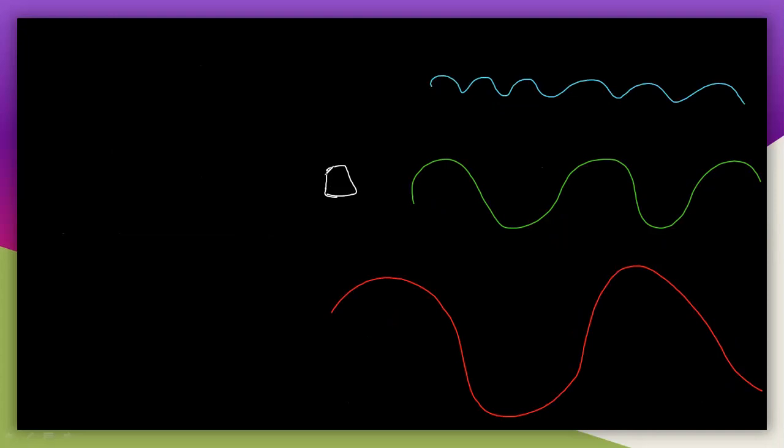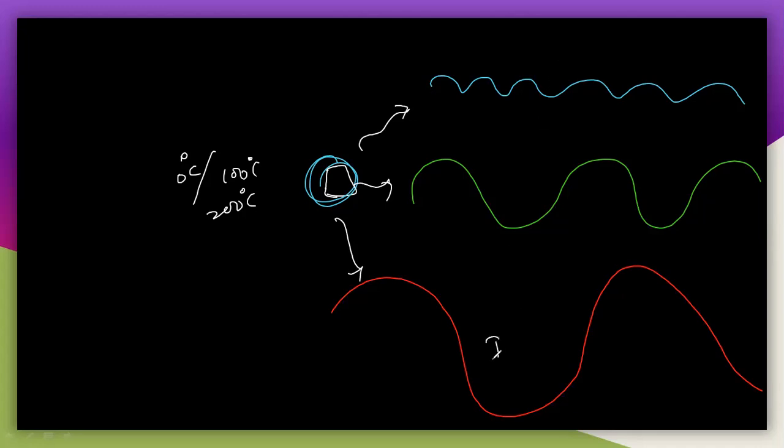See here, I'm increasing the temperature of this particular substance, say 100 degrees Celsius, or you can increase it to 200 degrees Celsius. It will release radiations of the three types. These two are called IR radiation, this one is the visible region, and this is the UV region. IR has a very high wavelength compared with the visible region, and UV has a very low wavelength compared with the visible region.